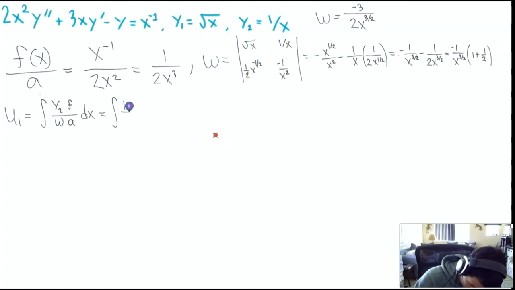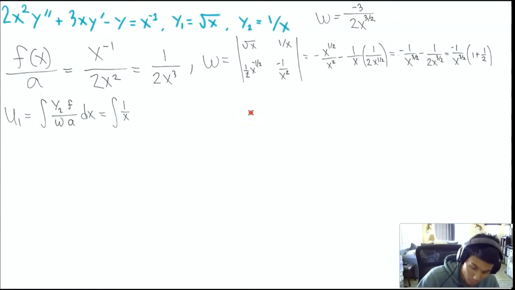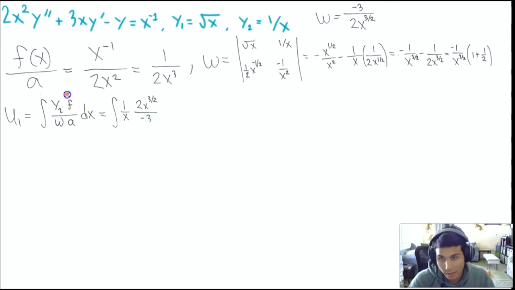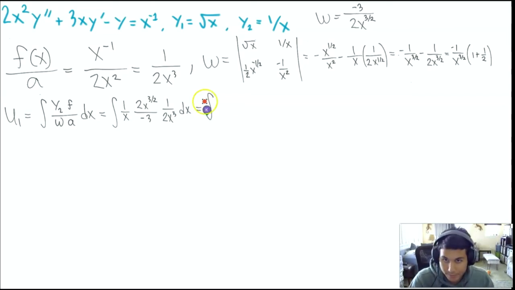So it'll just be 1 over x. Okay, and w is below, so then we have to flip this when we put it in. So it will be 2x^(3/2) divided by negative 3. Okay, and f divided by a is exactly right here like this, 1 over 2x cubed dx. Okay, now let's make this a little bit cleaner.